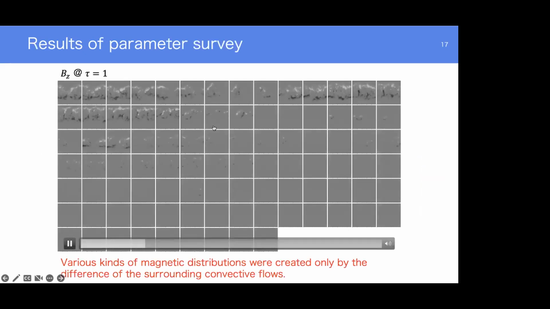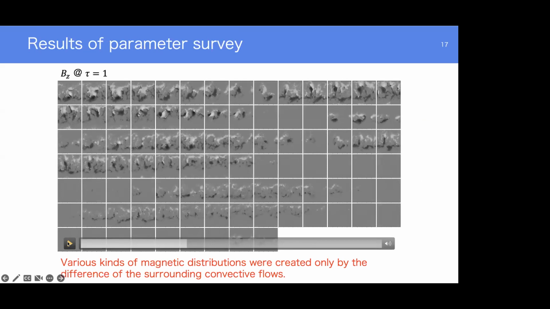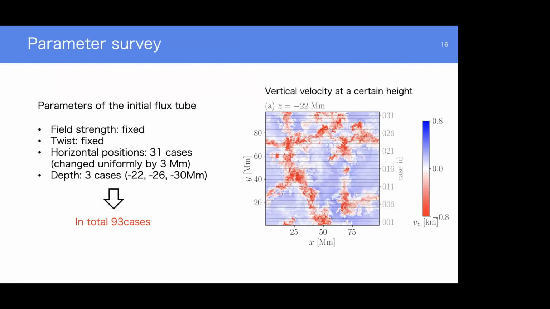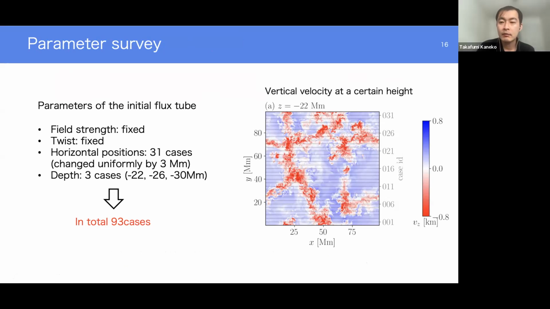Hi, can I ask a question about the previous slide? You seem to be having a supergranular scale structure. The downflow, so you introduce the flux tube after you form the supergranule, or it's from the beginning? From the beginning, already supergranular scale downflow existed.